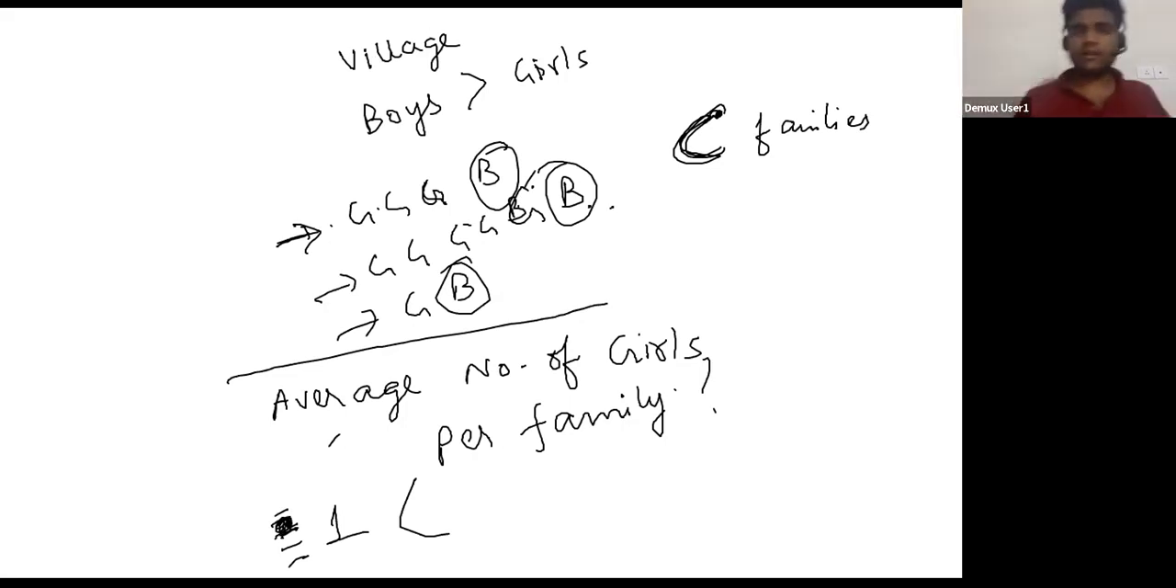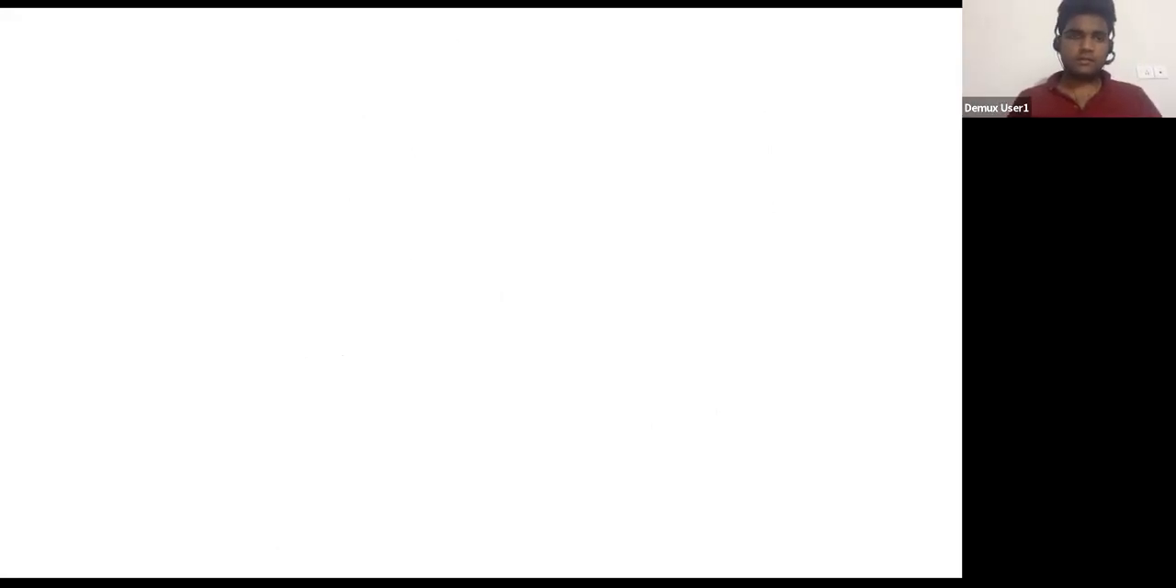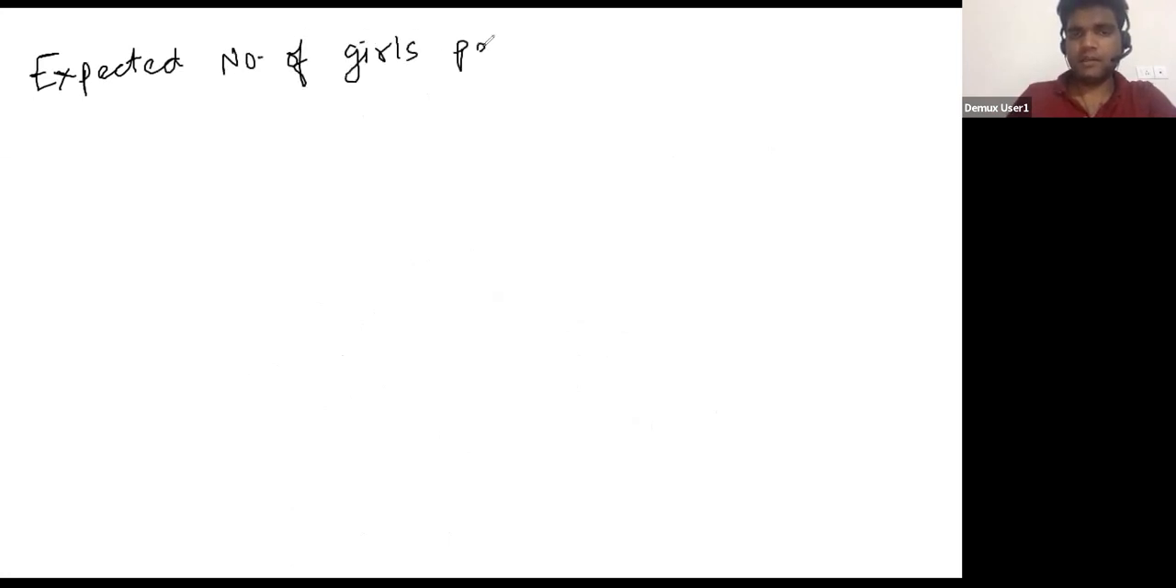Yeah. Did you get it? It's an infinite AGP. So just do the math. Just see, Karan, and then we can discuss. So what is the expected number of girls per family? That's what you have to find, right?